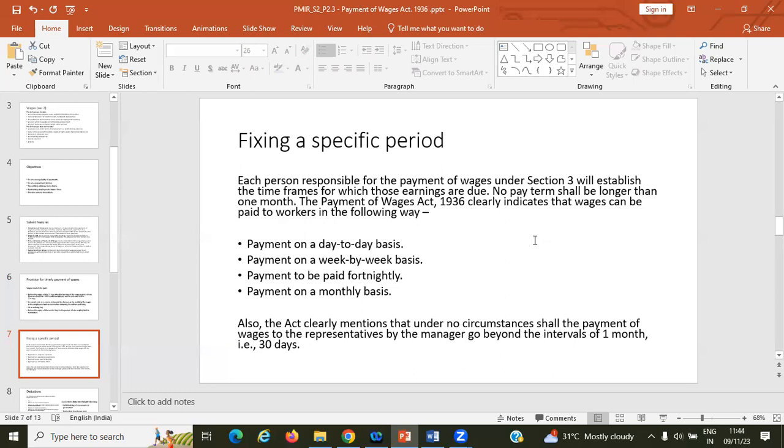And these are the different modes: daily, weekly, fortnightly, or monthly. Some people get daily wages, some people get weekly or fortnightly, once in 15 days, or monthly once. That is the maximum time. So these are the wage period as per section 3.